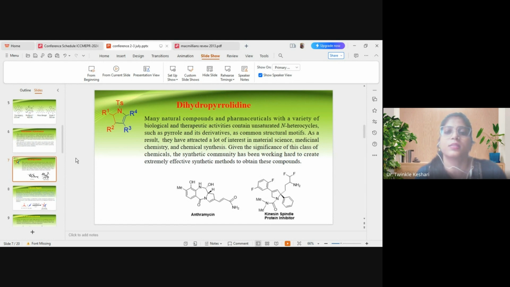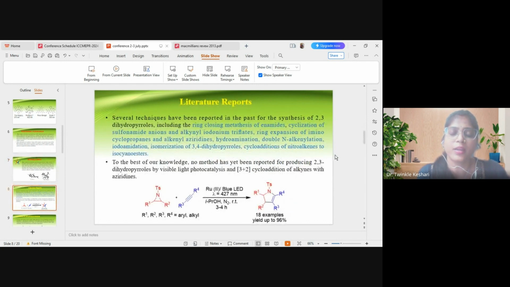So this is the reason why the synthetic community has been working hard to create extremely effective synthetic methods to obtain these compounds. There are many literature reports for the synthesis of dihydropyrroles. Some are mentioned here, like cycloaddition of sulfonamide anions, ring expansion of iminocyclopropanes, hydroamination, and double alkylation. But to the best of our knowledge, our method, the use of visible light photocatalysis for 3+2 cycloaddition of alkynes with aziridine, is new.